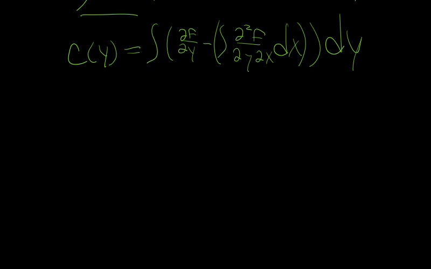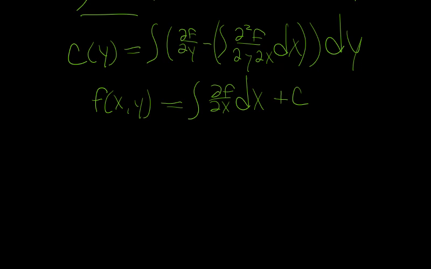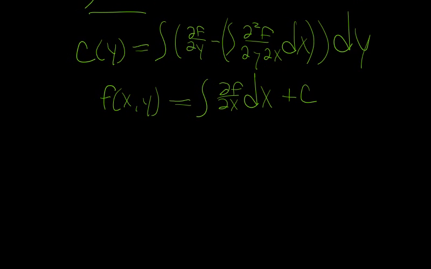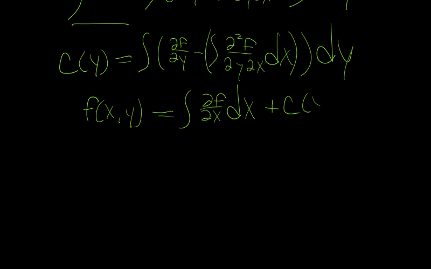We earlier proposed a solution that f of x, y is equal to the integral of the partial derivative, partial f with respect to x. The integral of the partial derivative of a function with respect to x, and you're integrating that with respect to x as well, plus c of y, this single variable function of y that just so happens to be our constant of integration. And so we've solved for this constant of integration now.